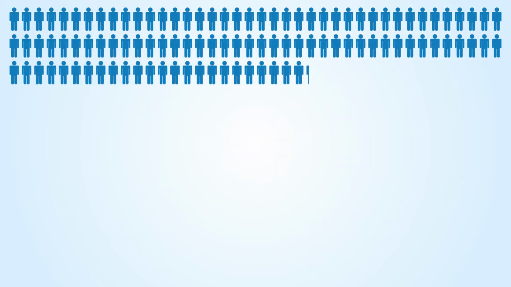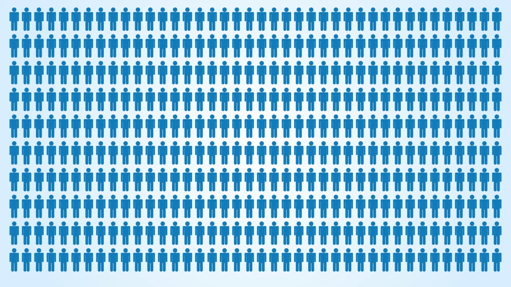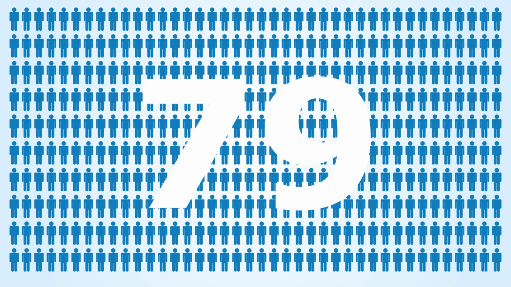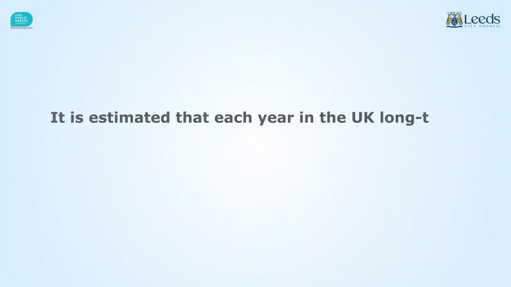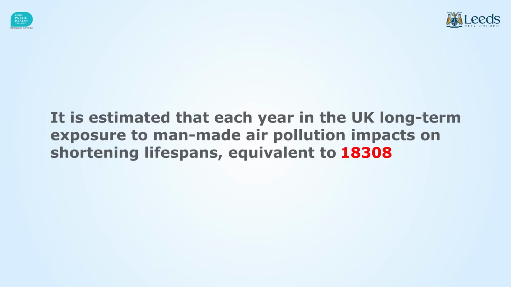Rows of small stick people appear, one at a time until the screen is full. The number 80 appears over the top of the people and counts down to 75. Every year, exposure to air pollution is estimated to cause millions of deaths and the loss of healthy years of life worldwide. It is estimated that each year in the UK, long-term exposure to man-made air pollution impacts on shortening lifespans, equivalent to 28,000 to 36,000 deaths.